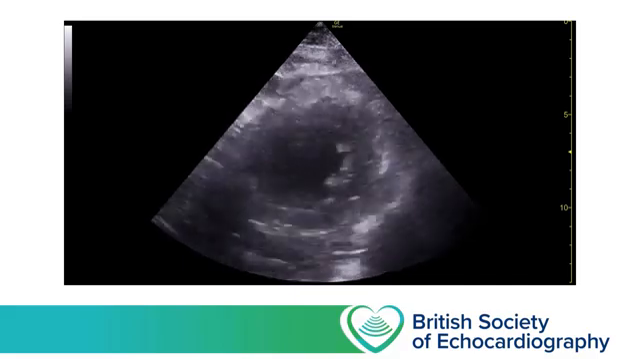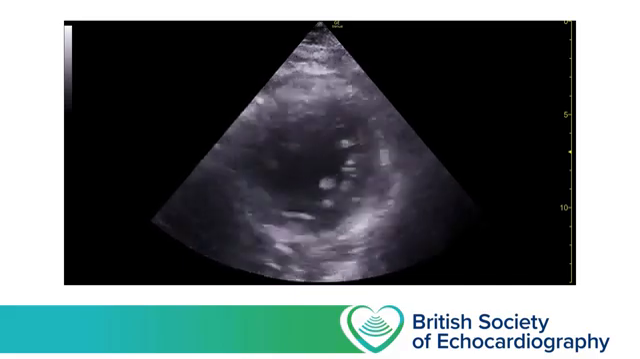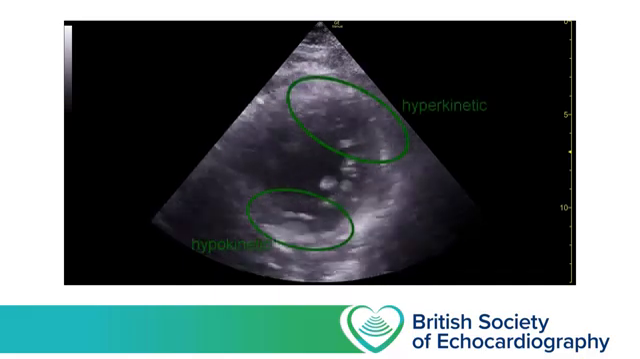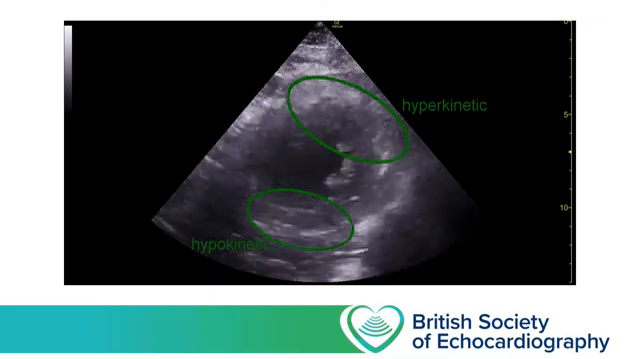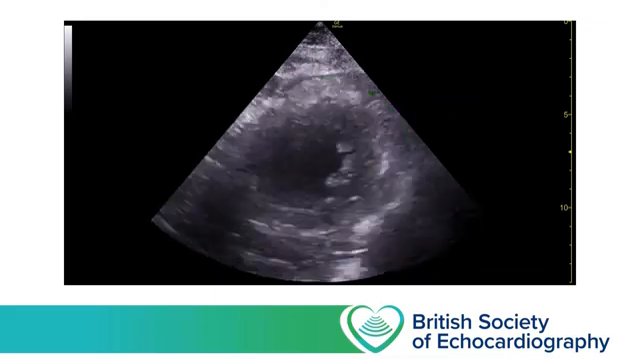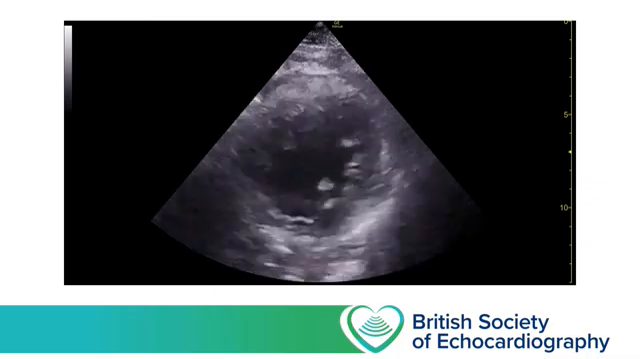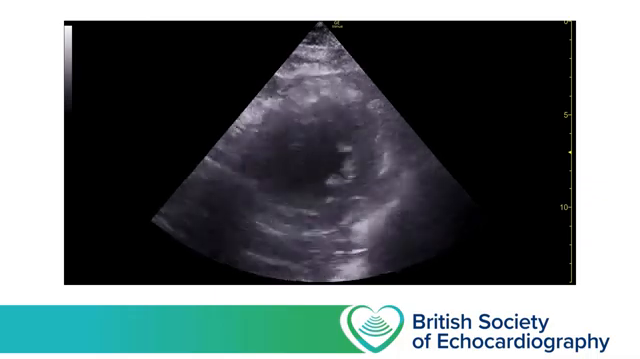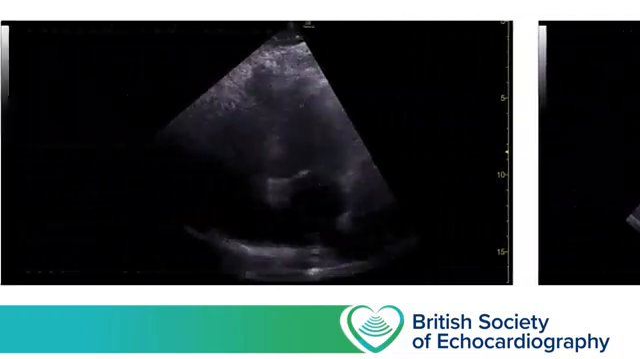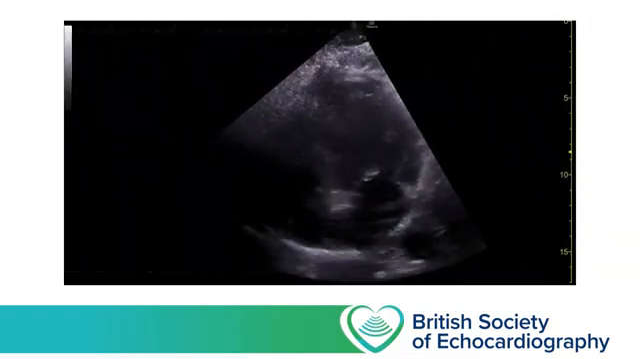What we can see is that there's regional variation in the contractility, with the inferior and inferolateral walls being markedly hypokinetic when compared to the hyperactive anterior segments. In addition, we can see some tissue flapping around within the LV cavity, adjacent to one of our hypokinetic walls. Now, as you can see, the apical windows were quite challenging, but we could just about get a view.